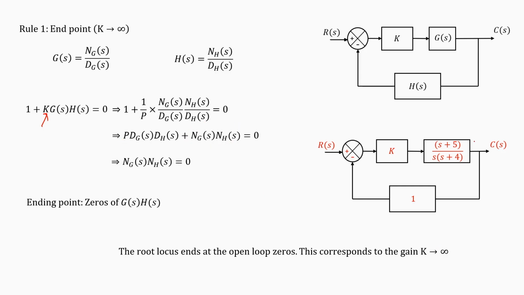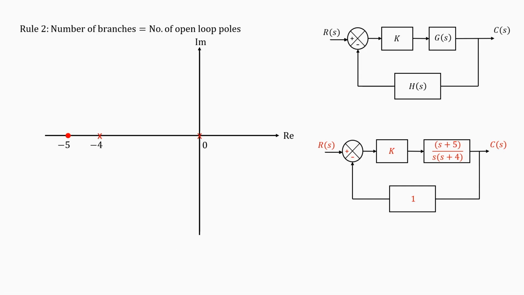Now, in this case, you try to find the end point. You can see that the end point will be minus 5, because the open loop zero in this case is minus 5 only. I have drawn the starting points minus 4 and 0. These were the starting points of this system, the open loop poles, and the open loop zero of the system is minus 5.